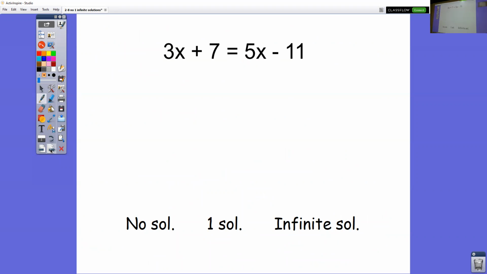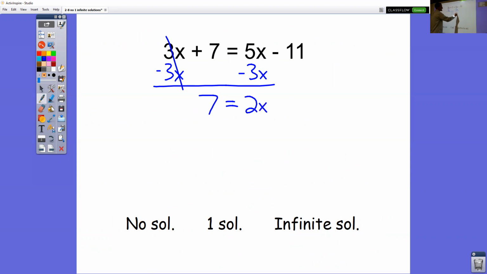So let's take a look at this one. In this one, you have variables on both sides. So the first thing that I would do, I like working with the smaller of the two letters first, is I would do -3x and -3x. Bring down your 7, bring down your equal sign. 5x minus 3x is 2x. Bring down our -11. This is just a two-step equation now, plus 11 plus 11.